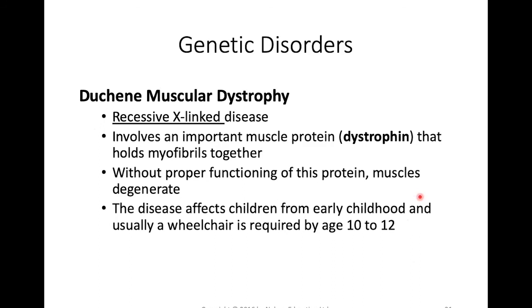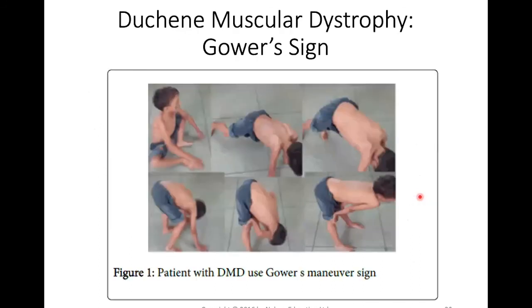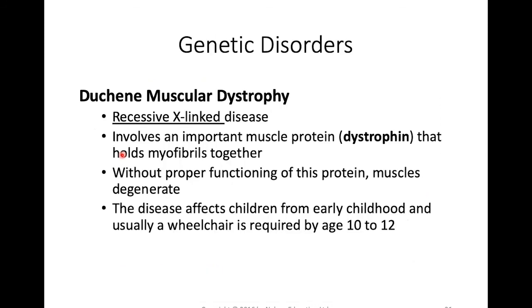Now, we're going to finish off here looking at Duchenne muscular dystrophy. You can see an image here of an individual with Duchenne muscular dystrophy. Now, with Duchenne muscular dystrophy, it is a recessive X-linked disease involving a very important protein, dystrophin, that holds the myofibrils together. And we've looked at how those myofibrils are those cylindrical arrangements of your thin and thick filaments. Dystrophin is a protein that holds those myofibrils together. Now, without proper functioning of dystrophin, then muscles will degenerate.